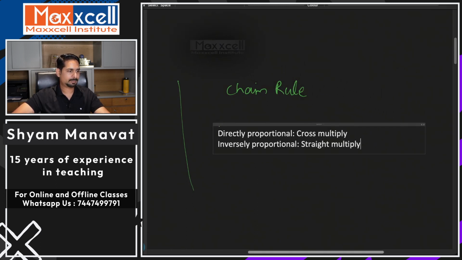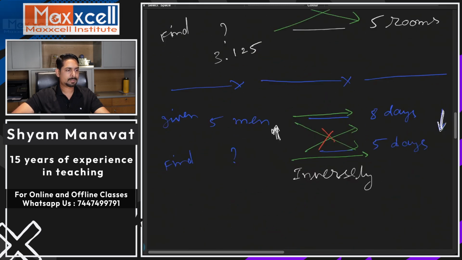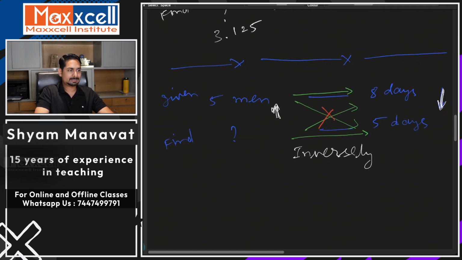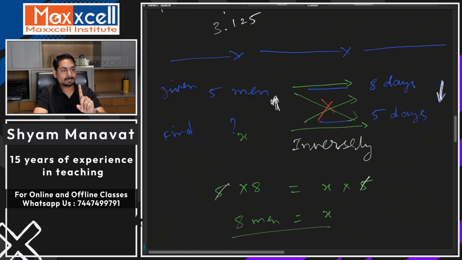Okay, this is the chain rule. So in the chain rule, it's not always that you only cross multiply. You straight multiply also, in the case where it is inversely proportional. So let's do straight multiplication and see what you get. You have 5 men multiplied by 8 days, equal to, let's say, X number of people multiplied by 5 days. So what do you get here? When you cancel the 5 and 5, the number of people required is 8. So 8 men are required to complete the same work in 5 days.